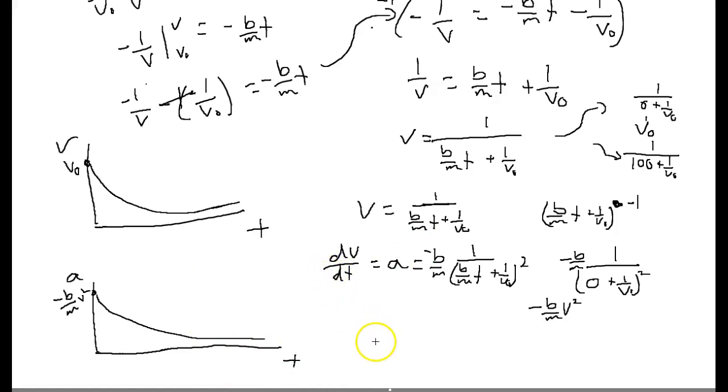And then if we want to graph our position, well, we're going to start out with a positive velocity. So we have a positive slope, and then it's going to eventually approach a velocity of 0, so it's going to come to a stop.